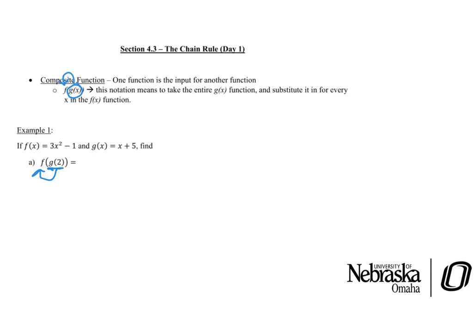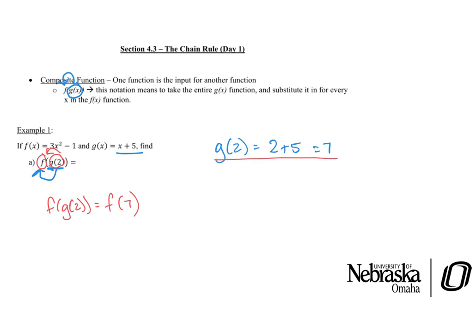So again, first, we're going to find g of 2. So we're plugging 2 in for x in g of x. So we would get 2 plus 5, and we get 7. So then the second step is now we're applying our outer function. So we are plugging in g of 2 into the function f. So f of g of 2 is the same thing as f of 7, because we are plugging this in for the g of 2.